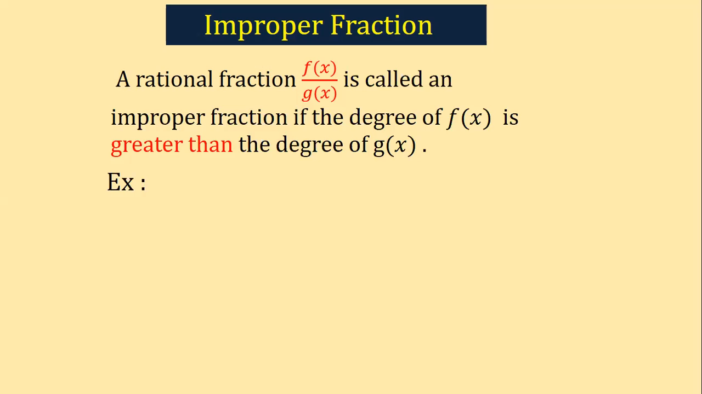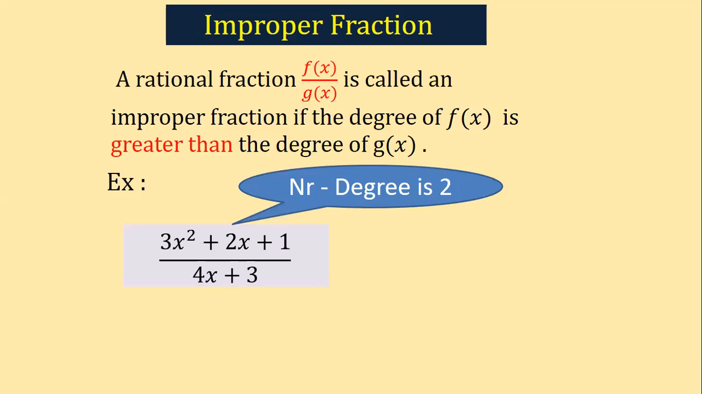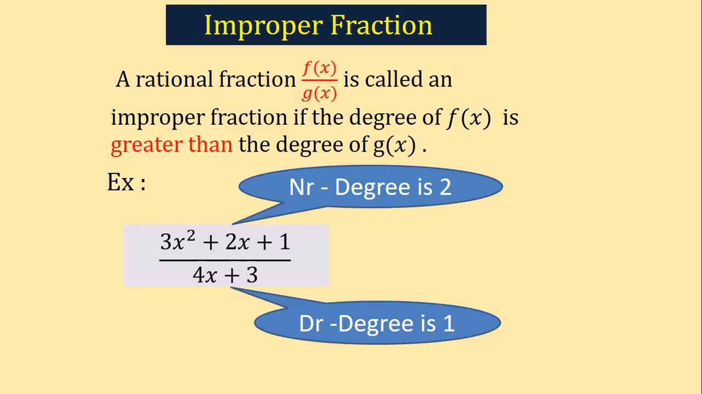So let us see with an example. What is the example here? 3x square plus 2x plus 1 by 4x plus 3. If you observe here, the numerator has degree 2 and the denominator has degree 1. So from here what can you say? The degree of the numerator is more than the degree of the denominator. So can you say it is an improper fraction? Yes. It is an improper fraction because the degree of the numerator is greater than the degree of the denominator.